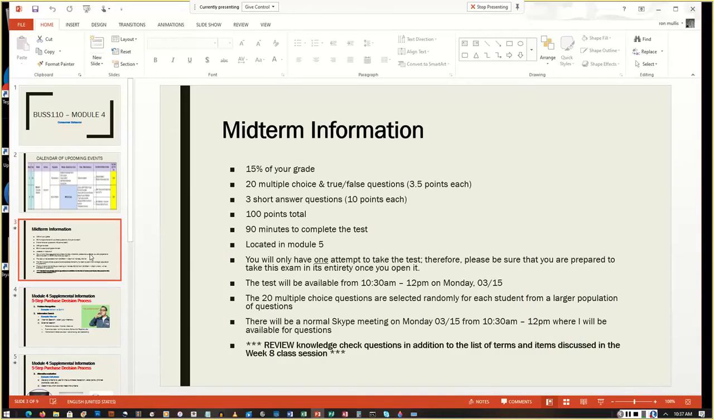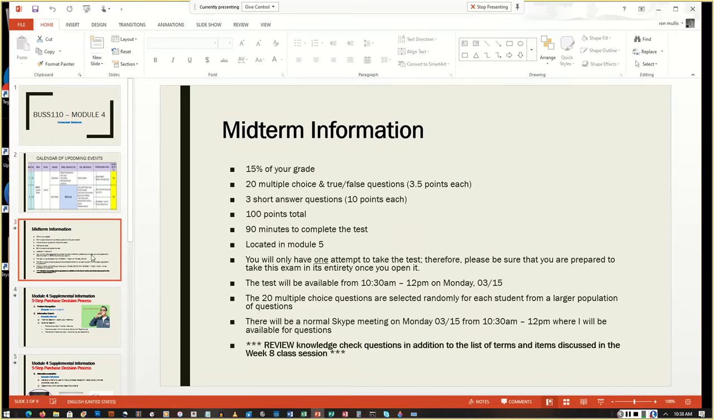All right, so a little bit more information about the midterm. It's worth 15% of your grade. There are 20 multiple choice and true or false questions worth 3.5 points each. There will be 3 short answers worth 10 points each. The total for the midterm is 100 points. I'll give you 90 minutes to complete the test. So once you come into class next week, you can just begin the test. I may even make it available. Yeah, I'll have to make it available 10 minutes before class to make sure that you have 90 minutes total.